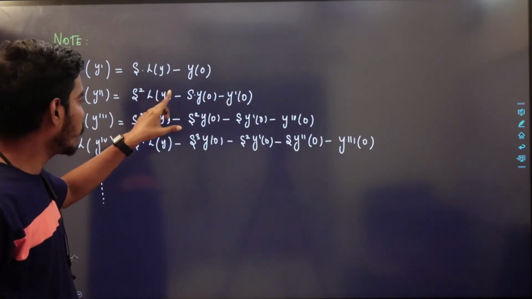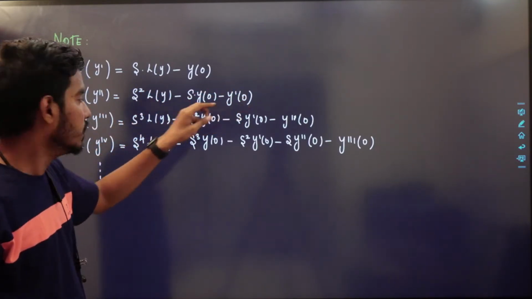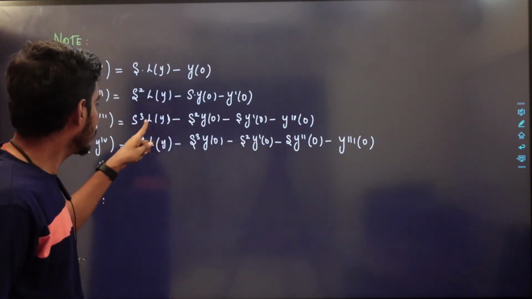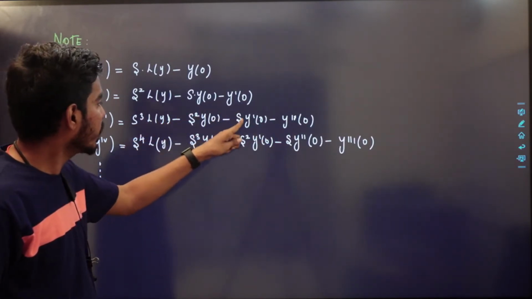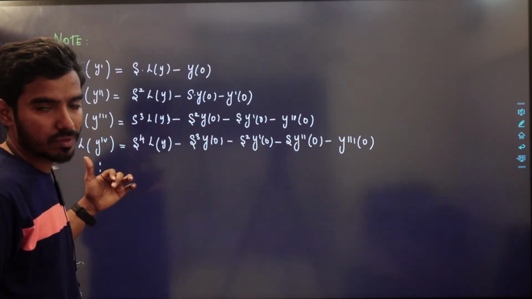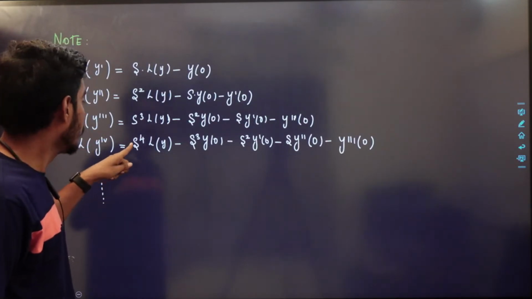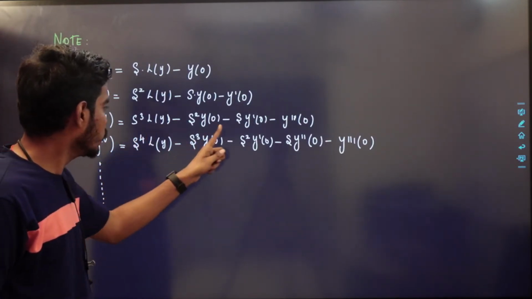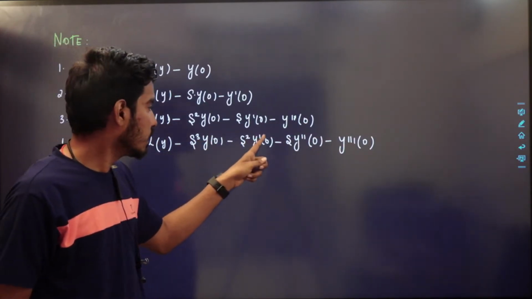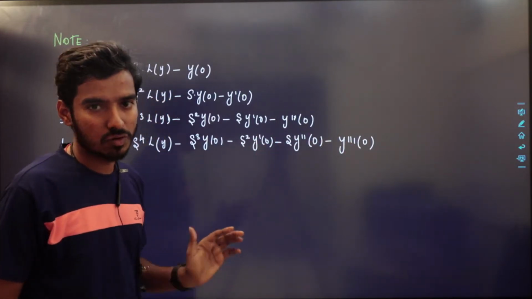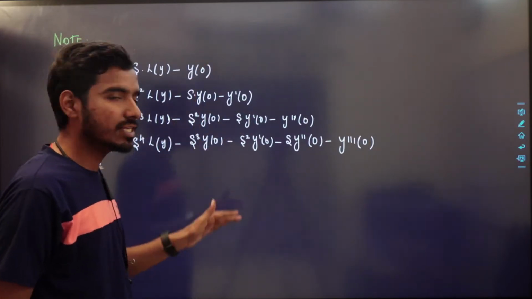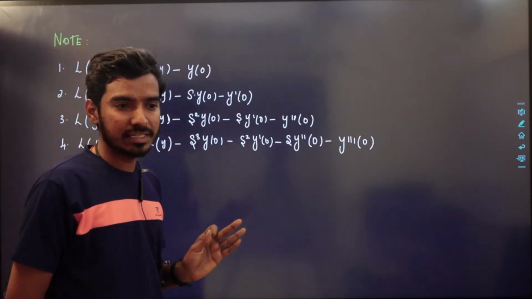The terms will always be L of y, y of 0, y dash of 0, and so on. For L of y triple dash, it is s cube, s square, s, constant, and the terms are L of y, y of 0, y dash of 0, y double dash of 0. And what about L of d power 4 y by dx power 4, the fourth derivative? S power 4, s cube, s square, s, constant, with terms L of y, y of 0, y dash of 0, y double dash of 0, y triple dash of 0. You can see a pattern, right? In that way you can continue on and on, but just remember these 4 important notes, which will be helpful in solving the problems.